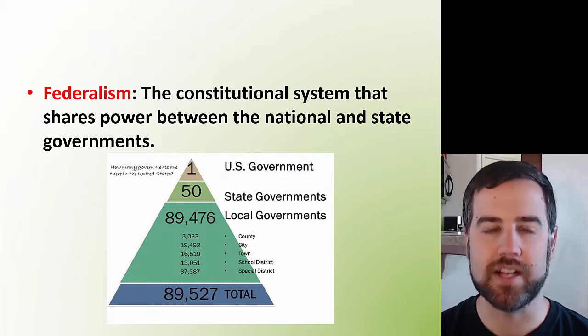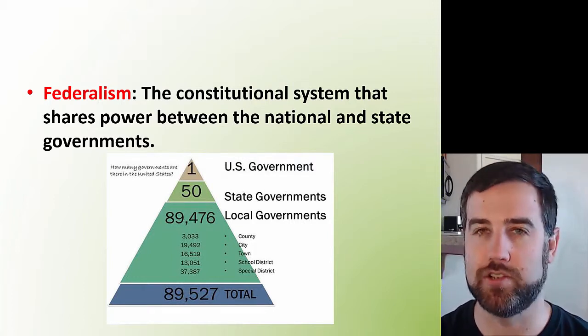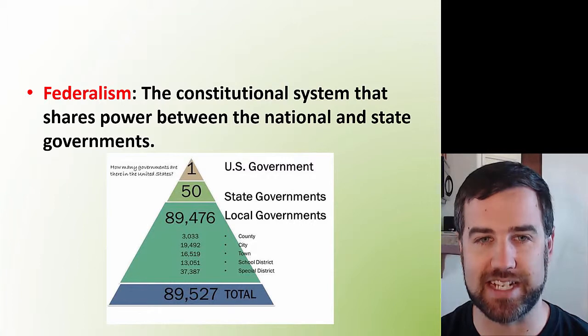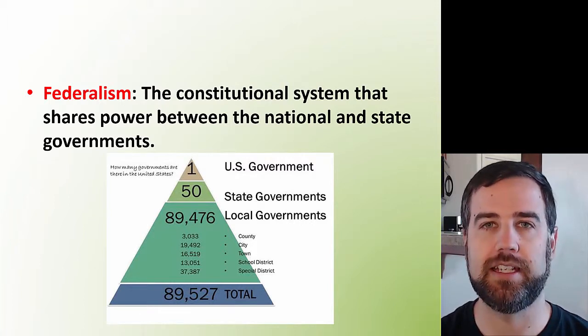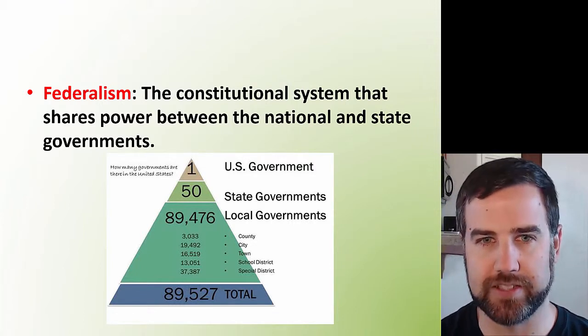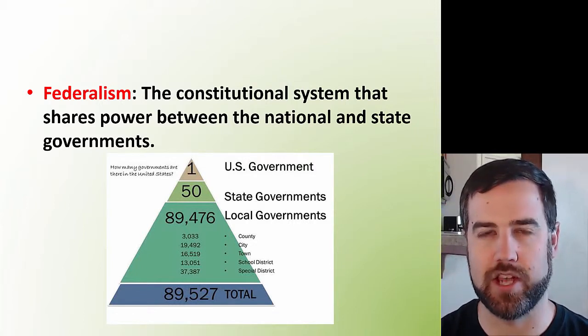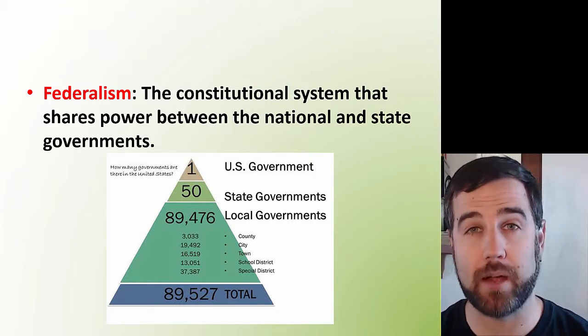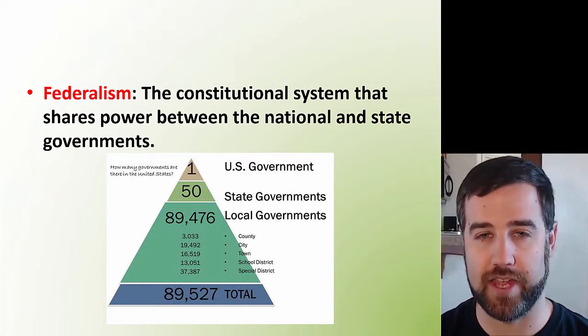So one word I want you to know the definition for is federalism. Federalism is the constitutional system that shares power between the national and state governments. So basically the United States government and all of the state governments, how do they work and interact with each other? Some of them have their own unique powers and some powers they share.